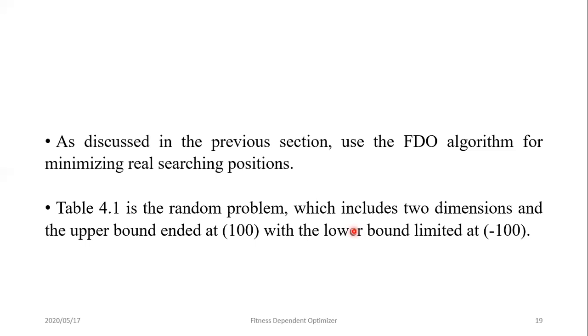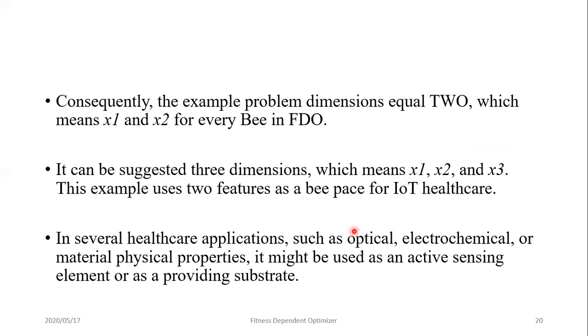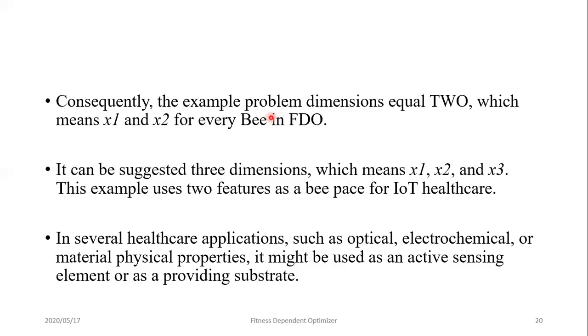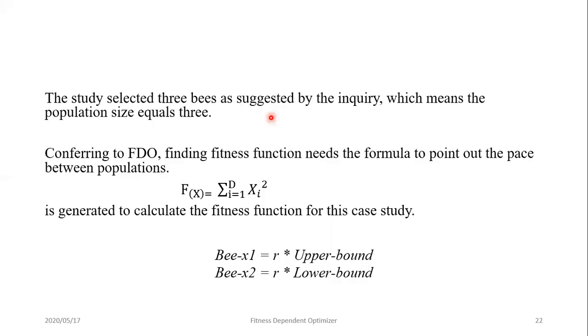So we have table 4.1. This table has parameters, parameter 1, parameter 2. We have 50 values of these parameters, parameter 1 and parameter 2. Actually, in this example, we will take 3 bees, 3 agents. Each one of them has 2 dimensions, x1 and x2. You can have many dimensions, but this one is only for learning.